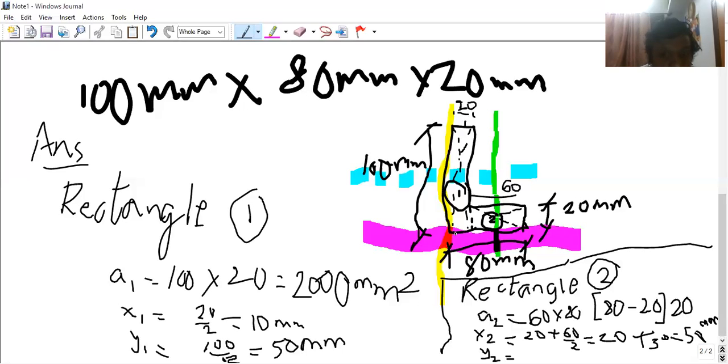Y2, how will you take the reference? For x2, you'll be moving to the right. Y2 will be moving up. When you move up, this is the reference, which is 20 by 2.